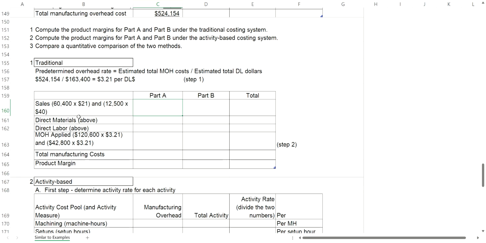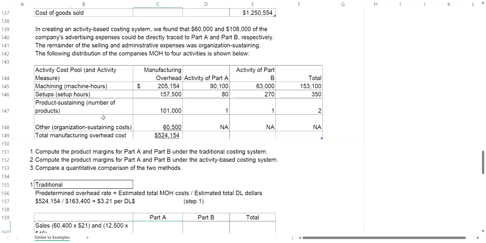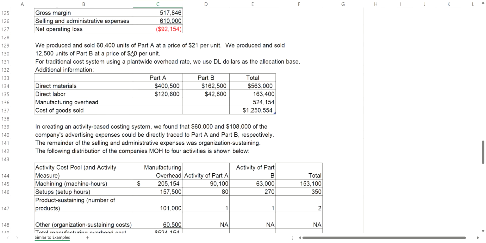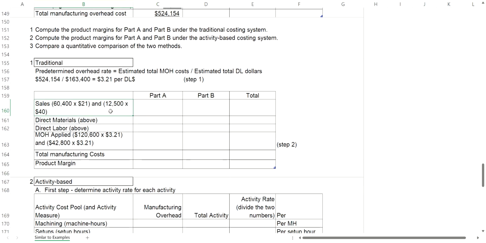Okay, so let's start with product A. Product A, as it says up here, go back to beginning, 60,400 units sold at 21. And for product B, 12,500 units sold at 40. So I use that information, I multiply it out here. So 60,400 times $21 is 1,268,400. And for product B, 12,500 times 40 is 500,000. And we add that together for 1,768,400.